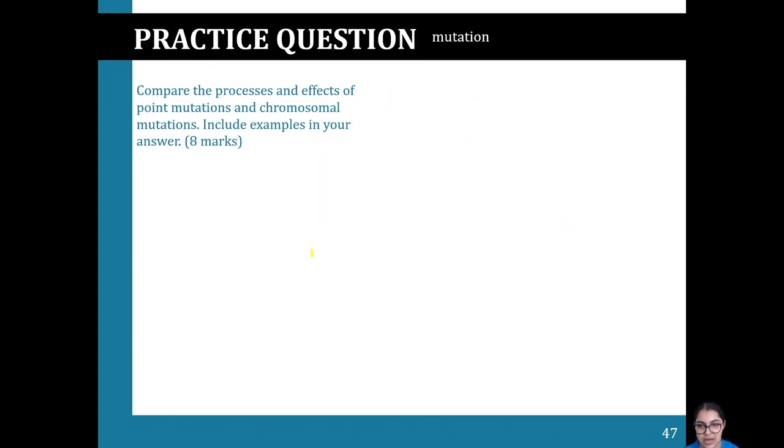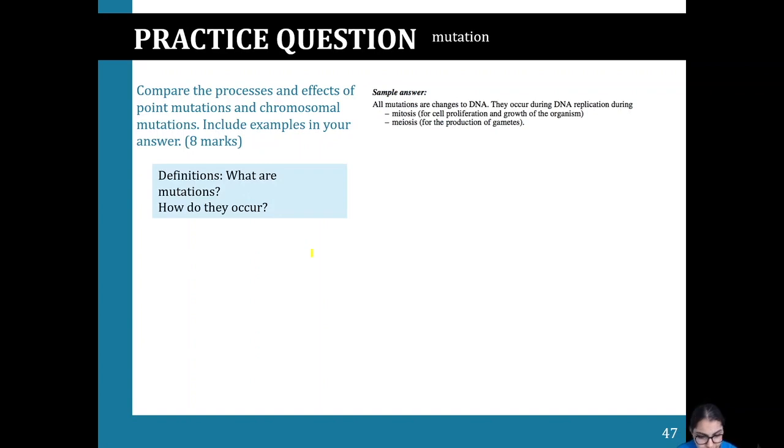Actually, let's do this part together. So here we have a practice question: compare the processes and effects of point mutations and chromosomal mutations. Include examples in your answer. So, sample answer: we can begin by talking about what mutations are. Define what mutations are and how they occur.